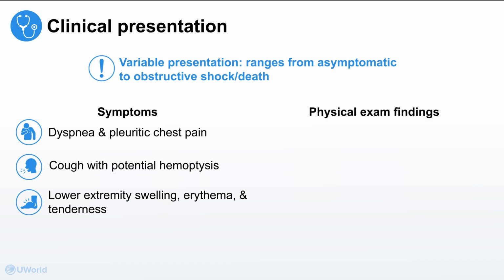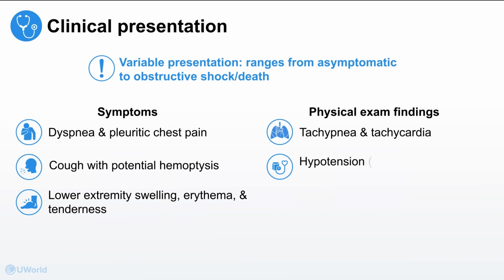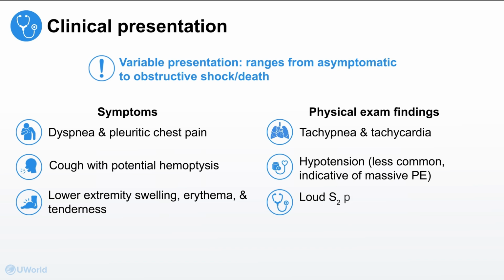Physical examination findings include tachypnea and tachycardia. Hypotension is less commonly seen and is typically indicative of a massive PE. Findings associated with pulmonary hypertension and right heart strain may also be present, such as accentuation of the pulmonic component of the second heart sound and jugular venous distension.